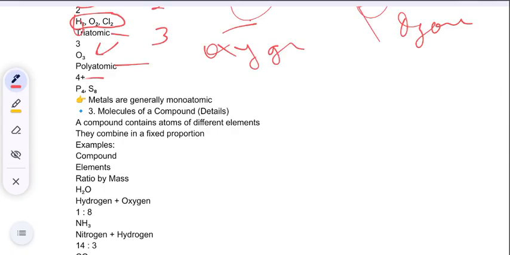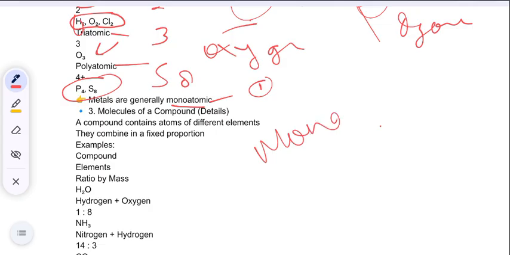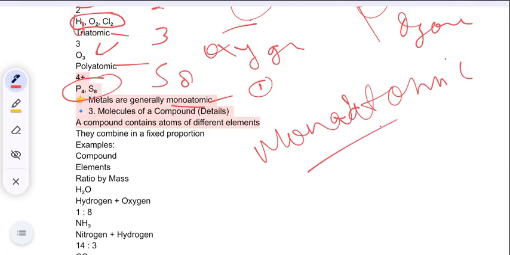Polyatomic means P4 and S8, more than four atoms. Now metals are generally monatomic. Monatomic means they only contain one kind of atom. Metals you know, like steel, copper and all. These were some of the examples of metals, and metals are generally monatomic, meaning they contain only one atom. Okay, now molecules of compounds.